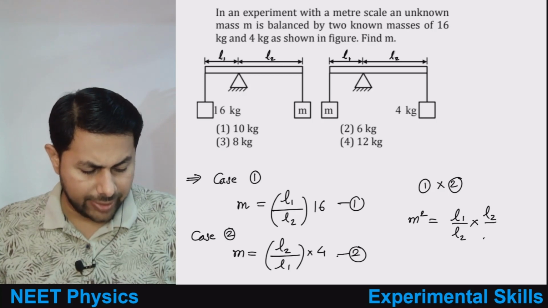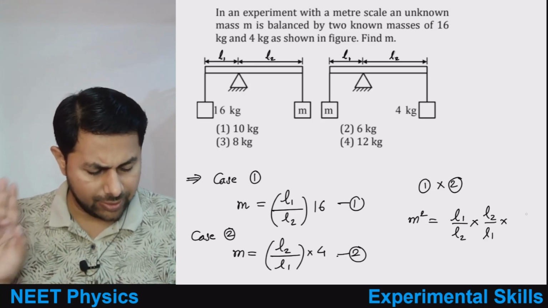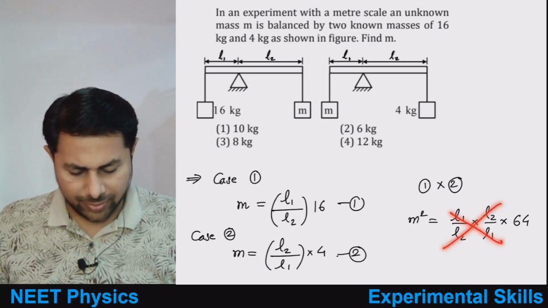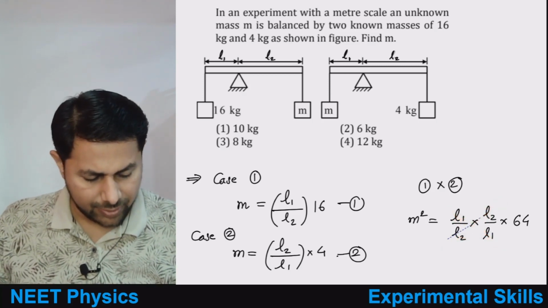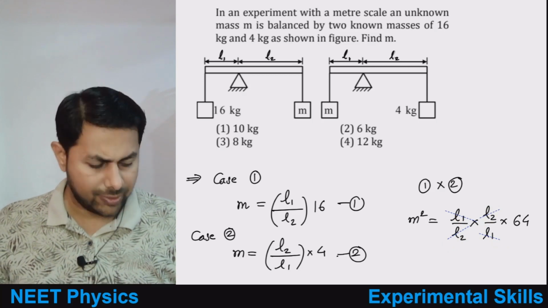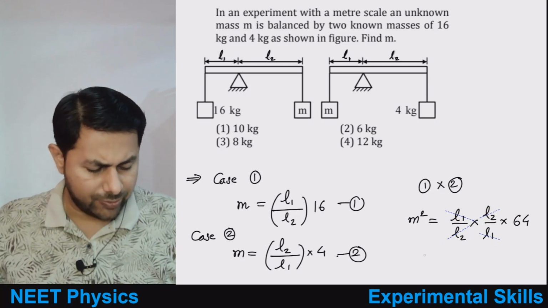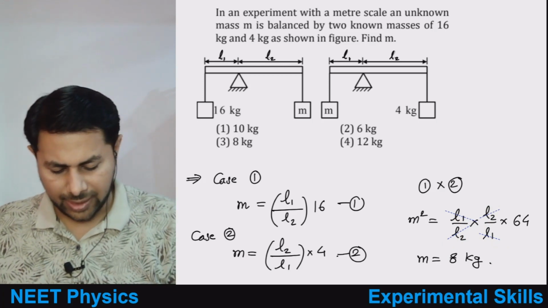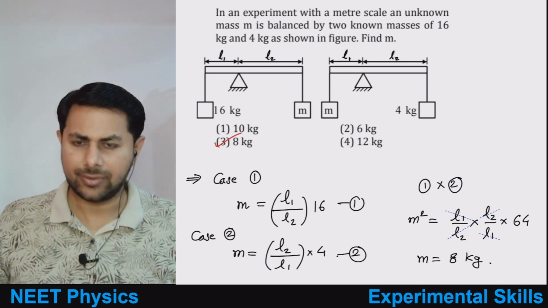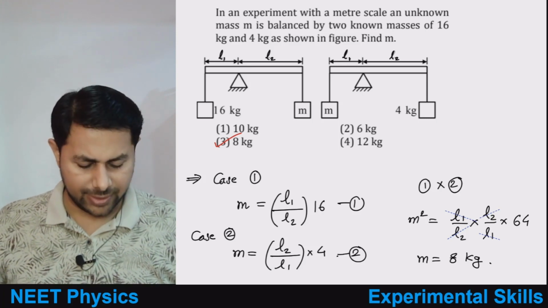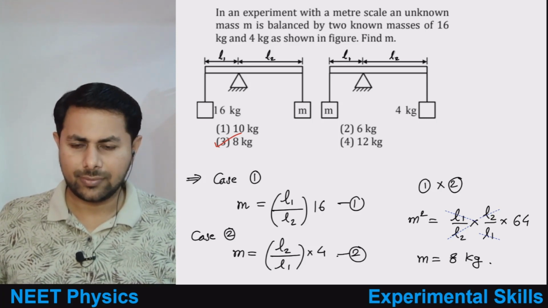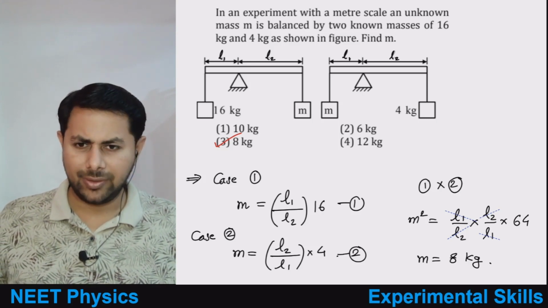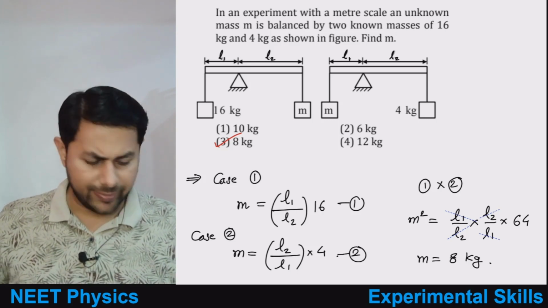times L2 by L1, so that gets cancelled out, and then you have 16 times 4 is 64. L2 L2, L1 L1 get cancelled out, and m square is 64, which means m is equal to 8. m is equal to 8 kgs. So this is again a simple question. Okay, good. Very simple.